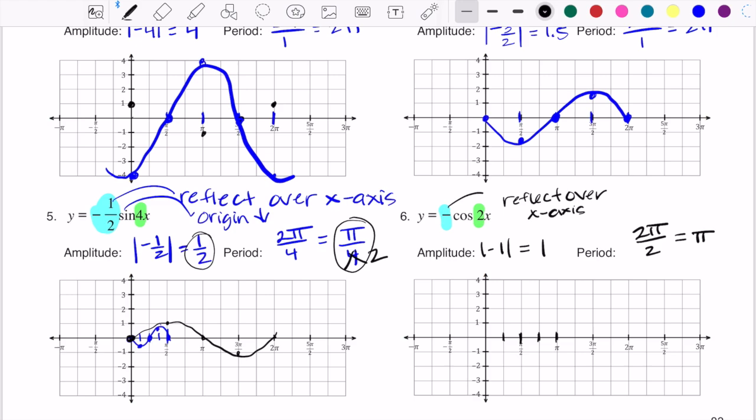And then what do we know? We're going to reflect over the x-axis, and then because it's cosine and it's negative, we're going to start with a negative amplitude, not the origin. Okay, so we're going to go to negative 1, and then we're just going to follow that pattern. So negative 1, midline, positive 1, midline, and then back to negative 1. And that's it.